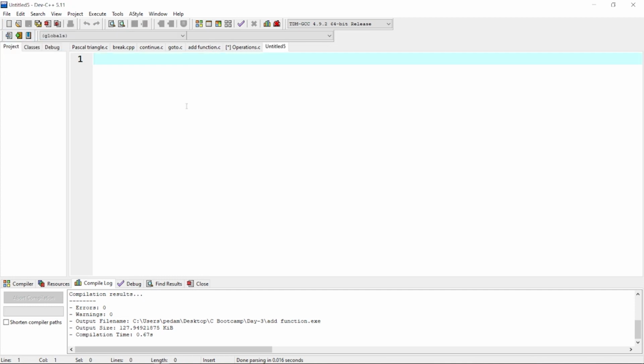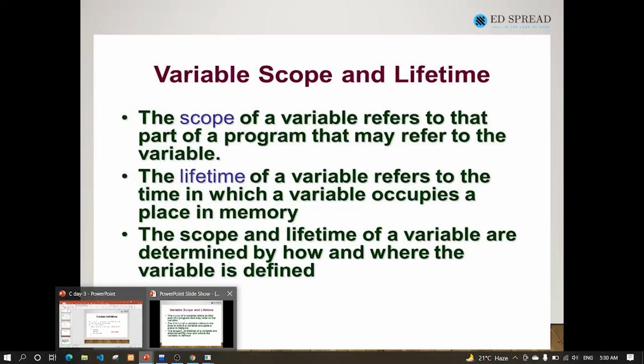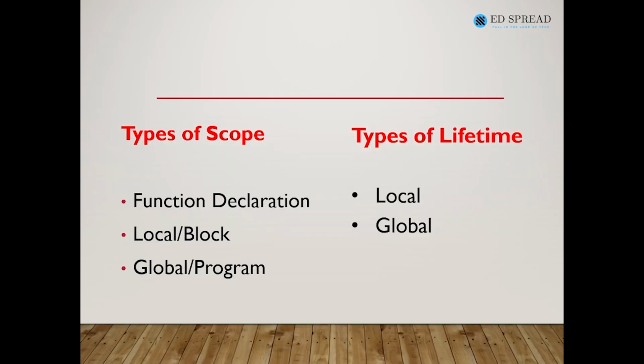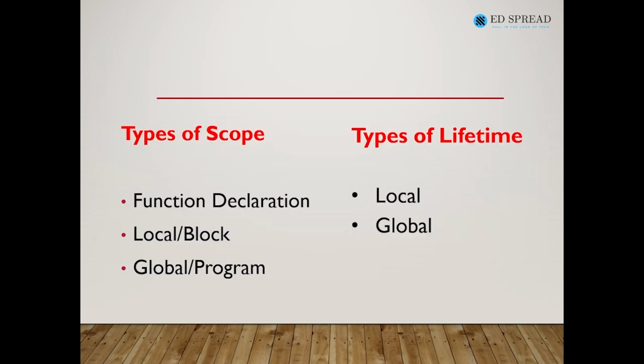Right. Now in the first day, you remember that, okay, before I get to this program, let me complete 2 or 3 slides. Okay, that will be easier for you. Types of scope, there are function declaration, local and global. Now again, types of lifetime, there are local and global lifetimes. Right, before I go into the storage classes, let me speak about this.